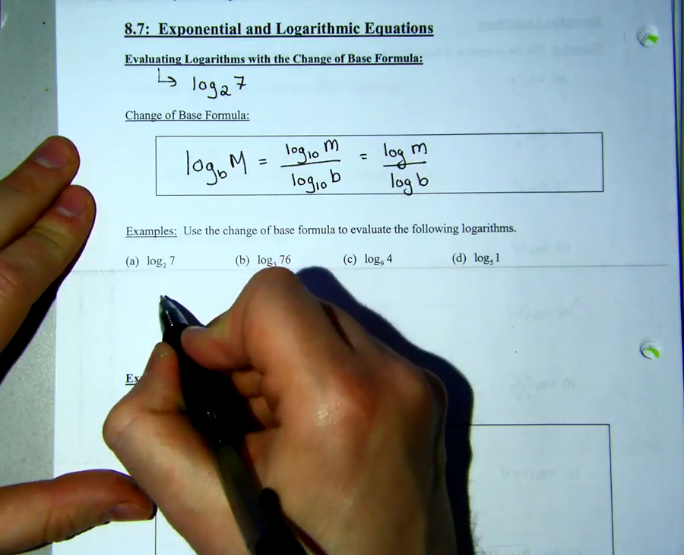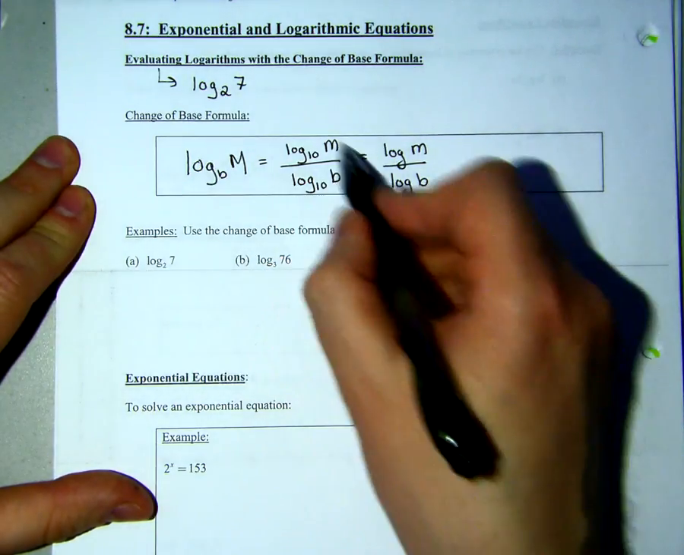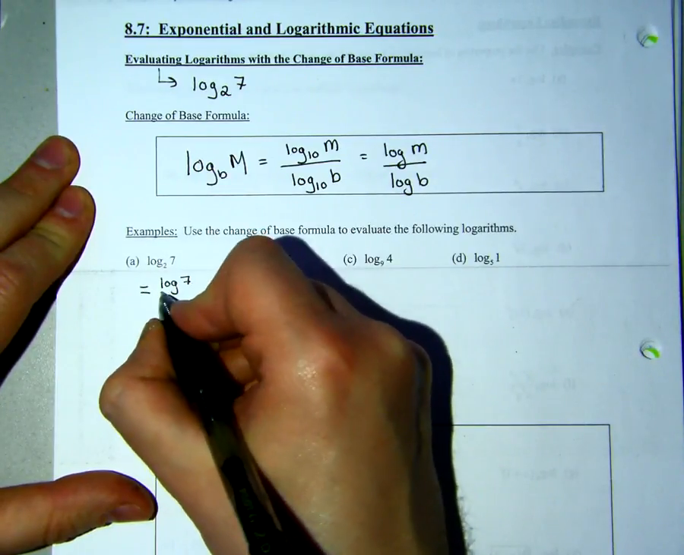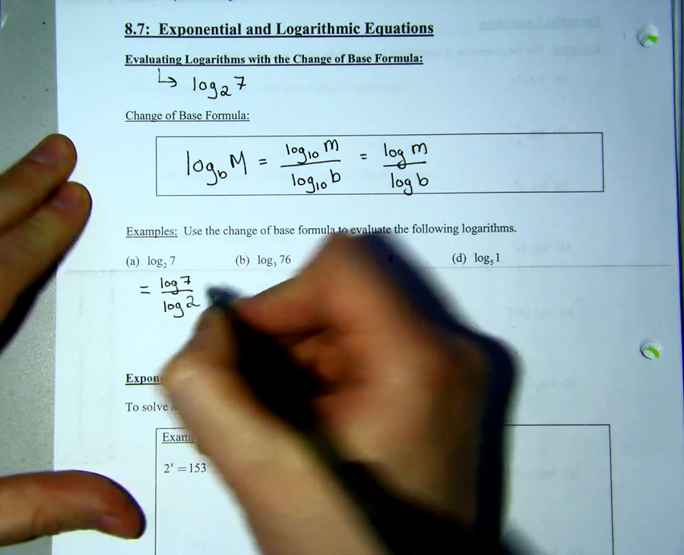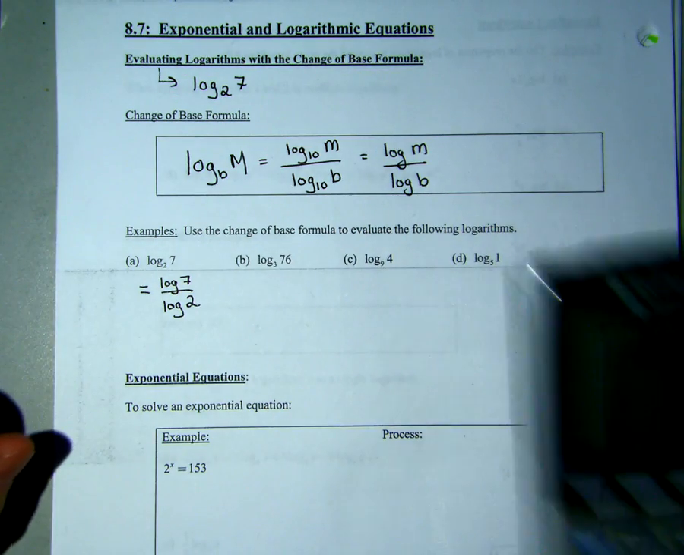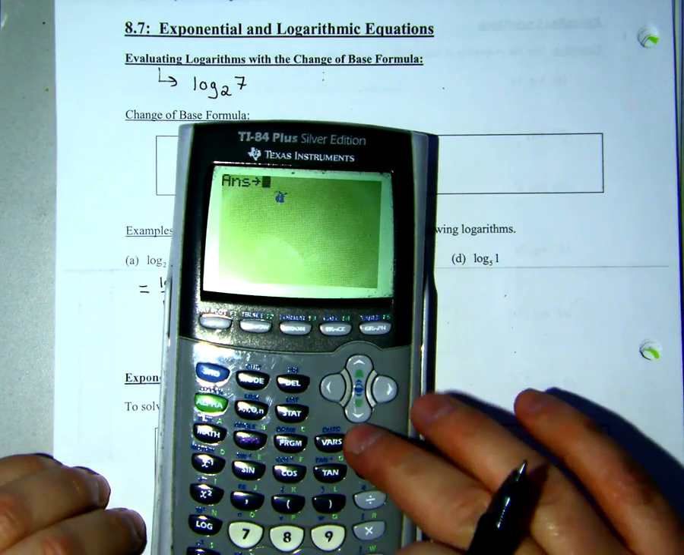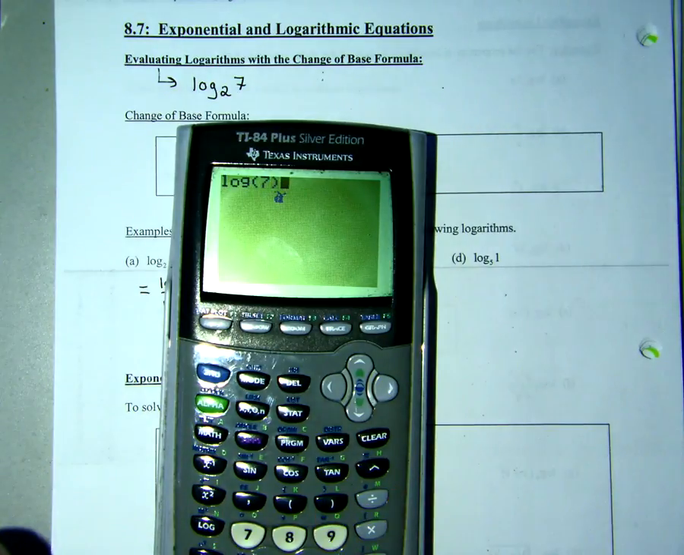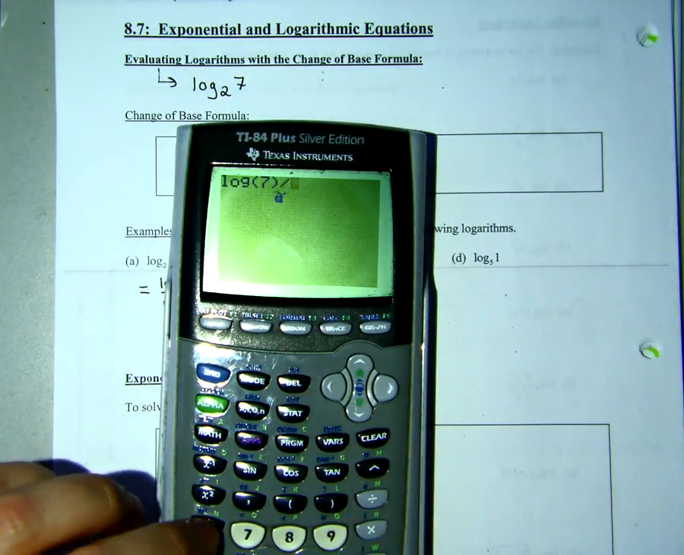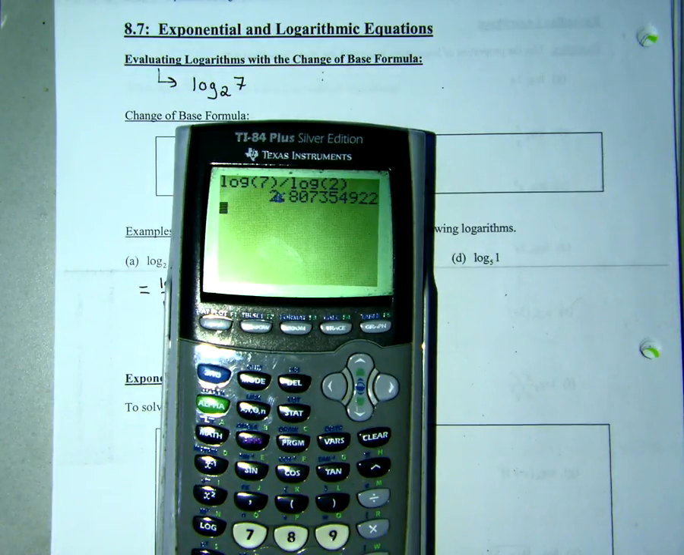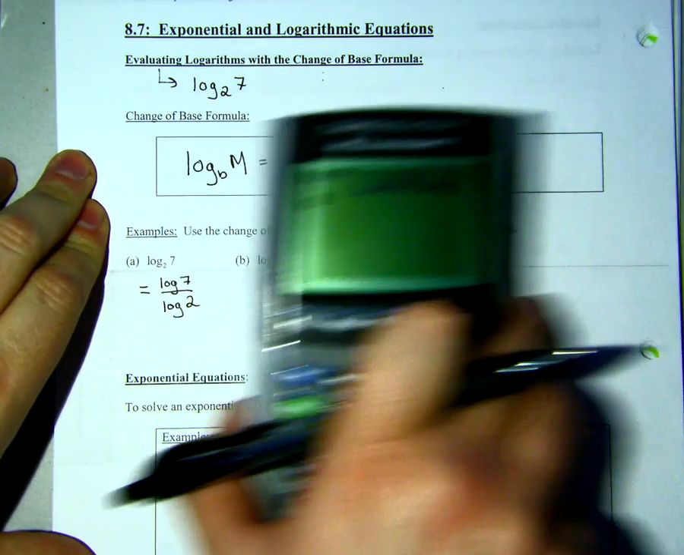Log base 2 of 7. We don't have a log base 2 button on the calculator, but I can use this new formula that says this is going to equal log base 10 of 7 divided by log base 10 of 2. You are going to go to your calculator right now. We have to be careful with how we use parentheses, but we're going to type in log 7 and close the parentheses and then divide it by log 2. I got 2.807. We're going to round to the nearest thousandth. So let's say 2.807.